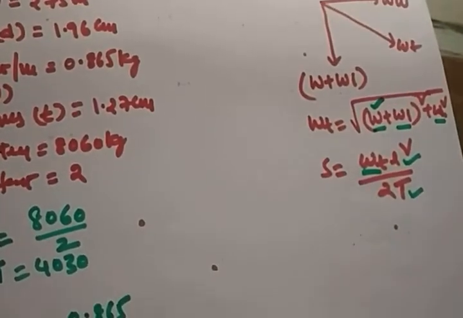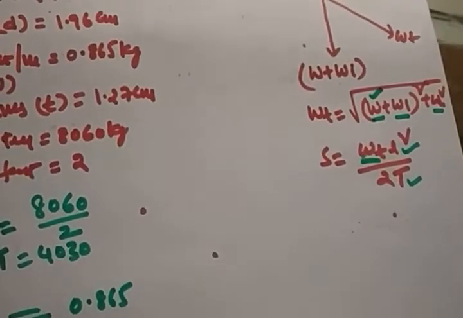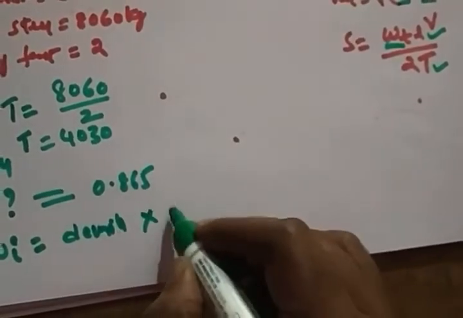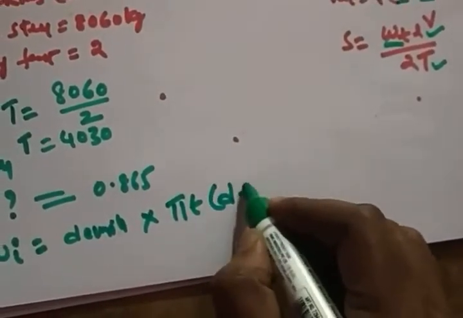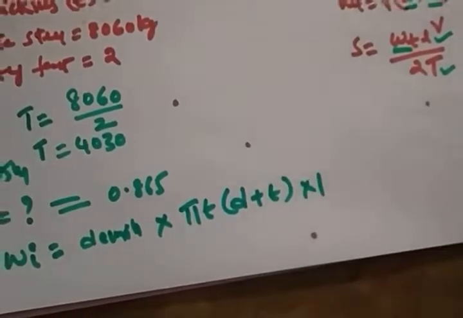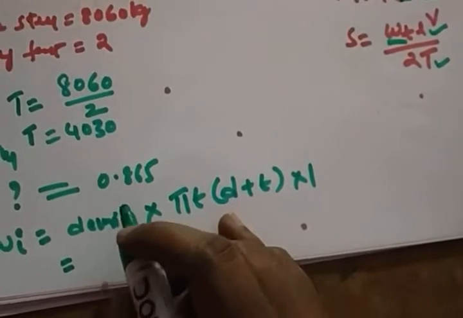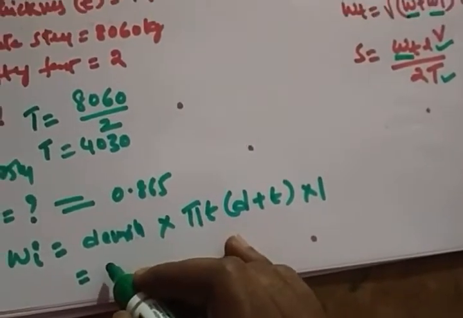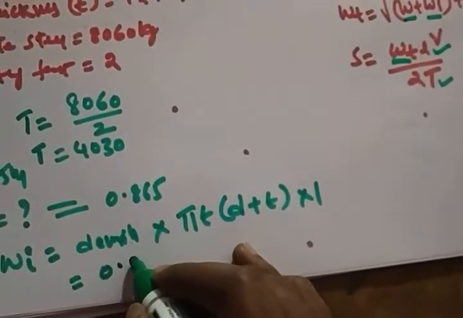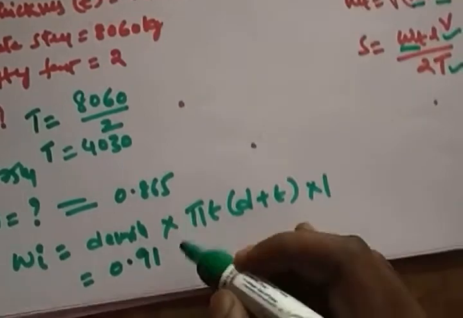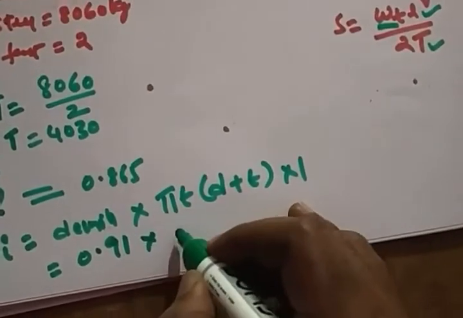Then you have to calculate Wi. What is the formula for Wi? Density into pi into t into (d plus t), per unit length, 1 meter length, whatever it may be. The density is nothing but the specific gravity, which is given now. What is the specific gravity? 0.91. It is already given in the figure itself. I didn't write it there.